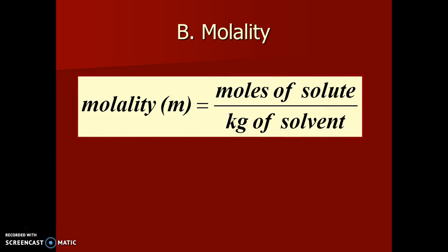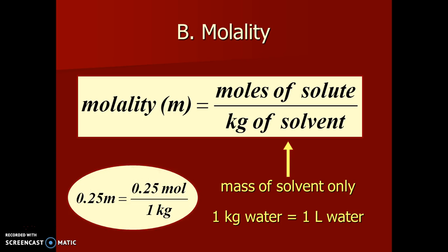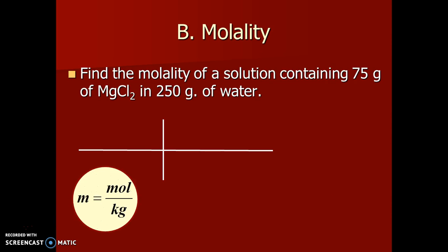Now molality is moles of solute per kilogram of solvent. So this is a moles per mass equation, whereas molarity is moles per volume. Remember that 1 kilogram of water is equivalent to 1 liter of water. So if you're given volume of water, you can easily convert it to kilograms. Molality is designated with a small m. Molarity is designated with a big M.